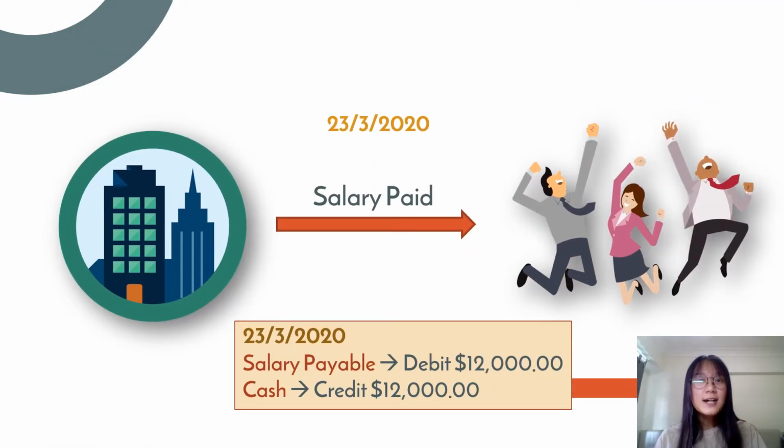Then, we have to start transferring cash to the employer's account on 23 March 2020, where we debit salary payable and credit cash at $12,000.